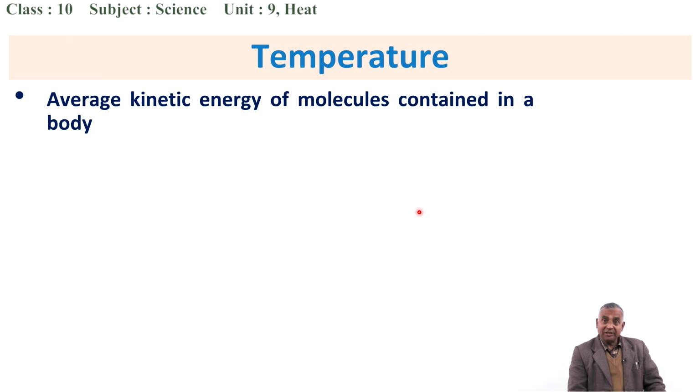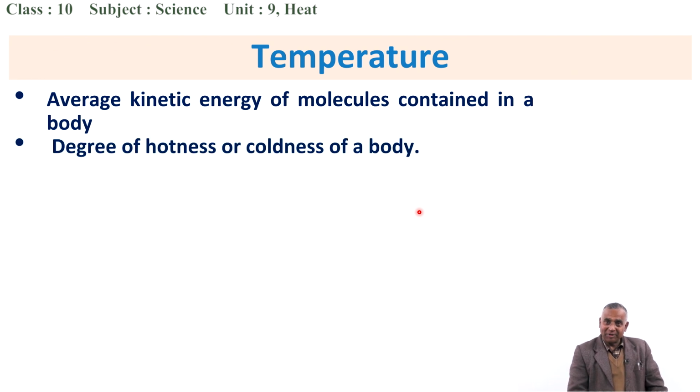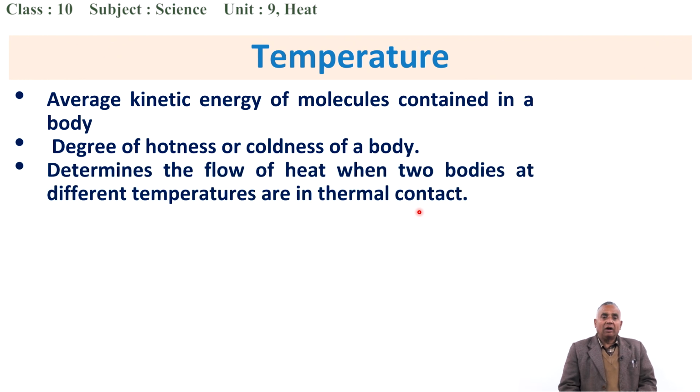So what is temperature? It is coming later. I am not saying it immediately. Degree of hotness or coldness of a body. What is temperature? Degree of hotness or coldness. And it determines the flow of heat. It does not flow from one body to another, but it determines the direction of heat flow, because heat flows from the hotter body to the colder body.